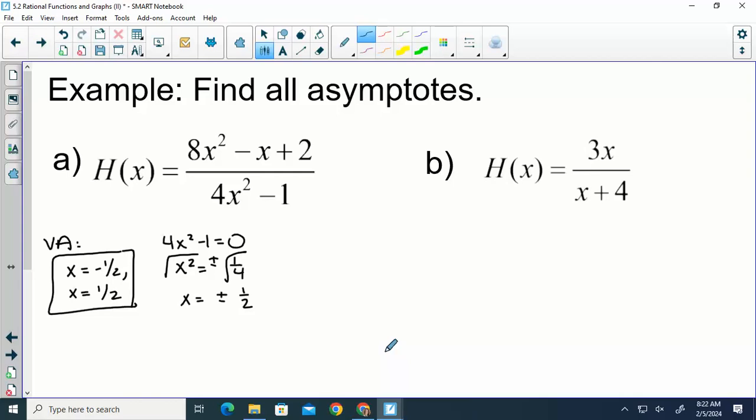Okay, now for horizontal and oblique. You will never have both of those because they're based off the degree. Remember, horizontal can happen if the top degree is smaller or the same as the bottom. Oblique only happens when the top is one bigger. What is the degree of the numerator? 2. What's the degree of the denominator? 2. So if it's the same degree, what does that mean?